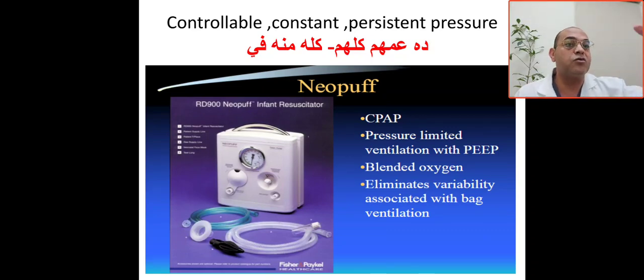It's 3 in 1, 4 in 1, whatever. 1, 2, 3, 4, so it's 4 in 1. It will give CPAP, because some devices cannot give CPAP unless you put in a PEEP valve. The pressure is limited, because the others do not limit the pressure, whatever the PEEP. And also it has blended oxygen, so it prevents oxygen toxicity, and eliminates all the variability of bag ventilation.